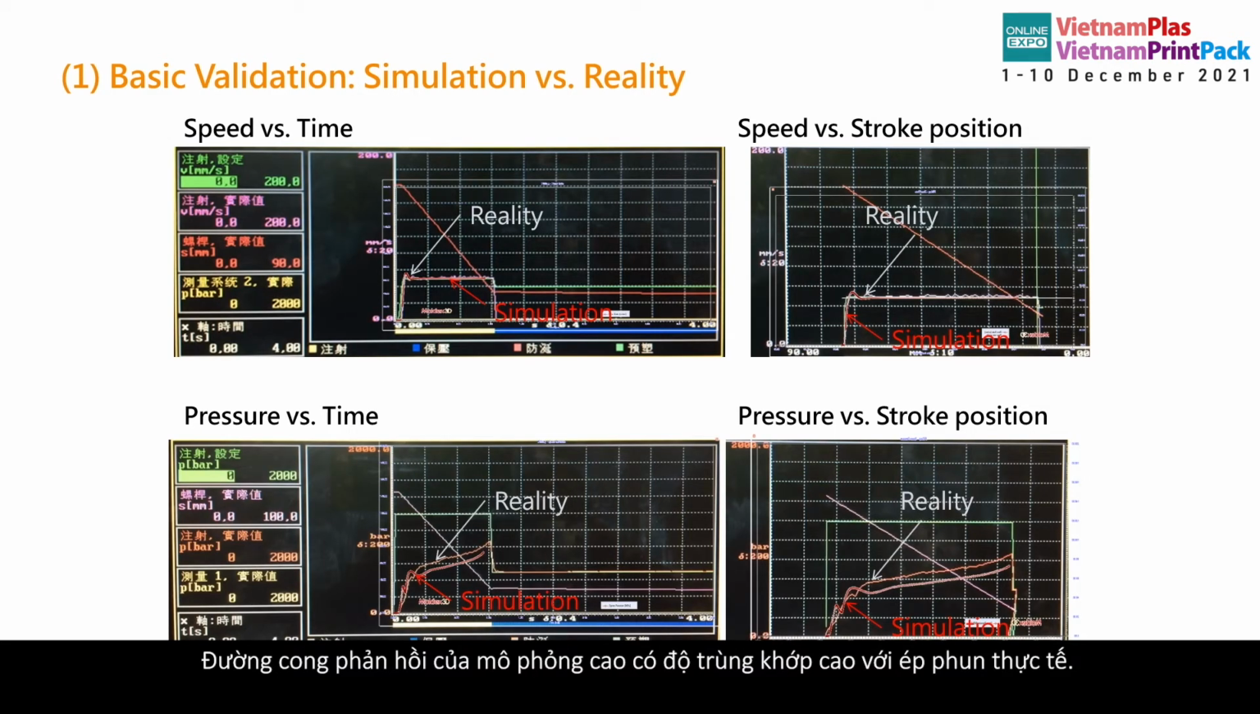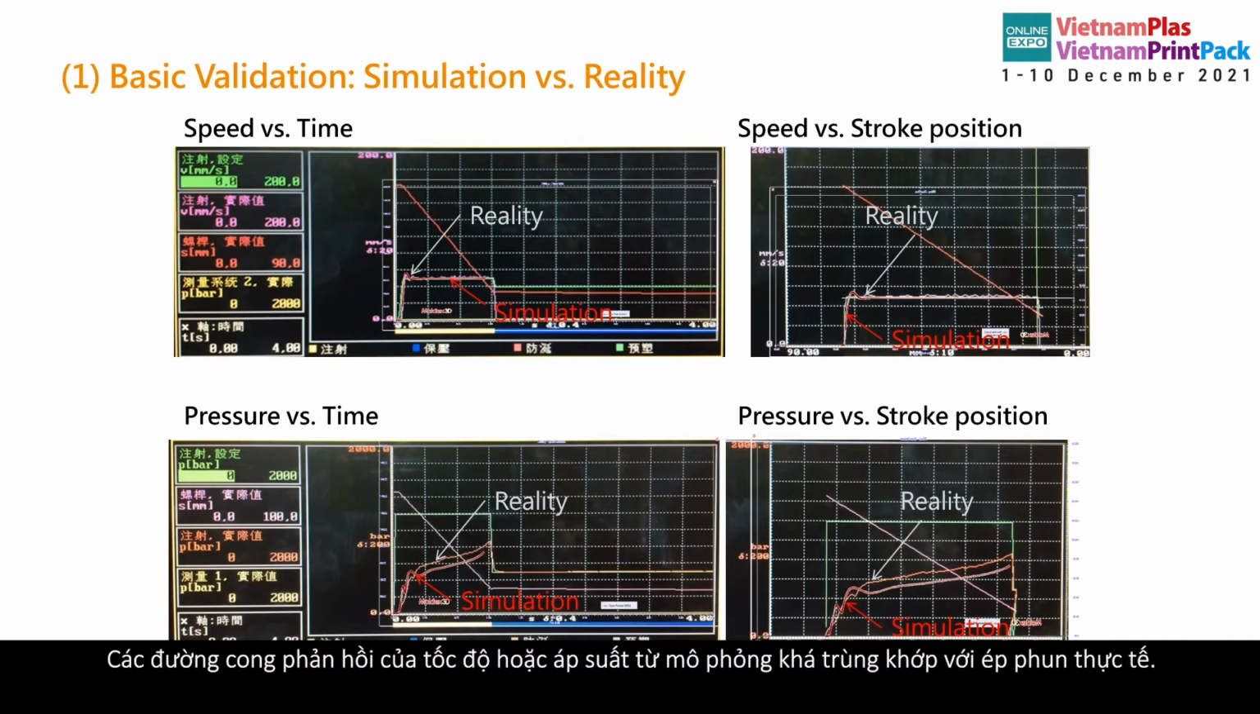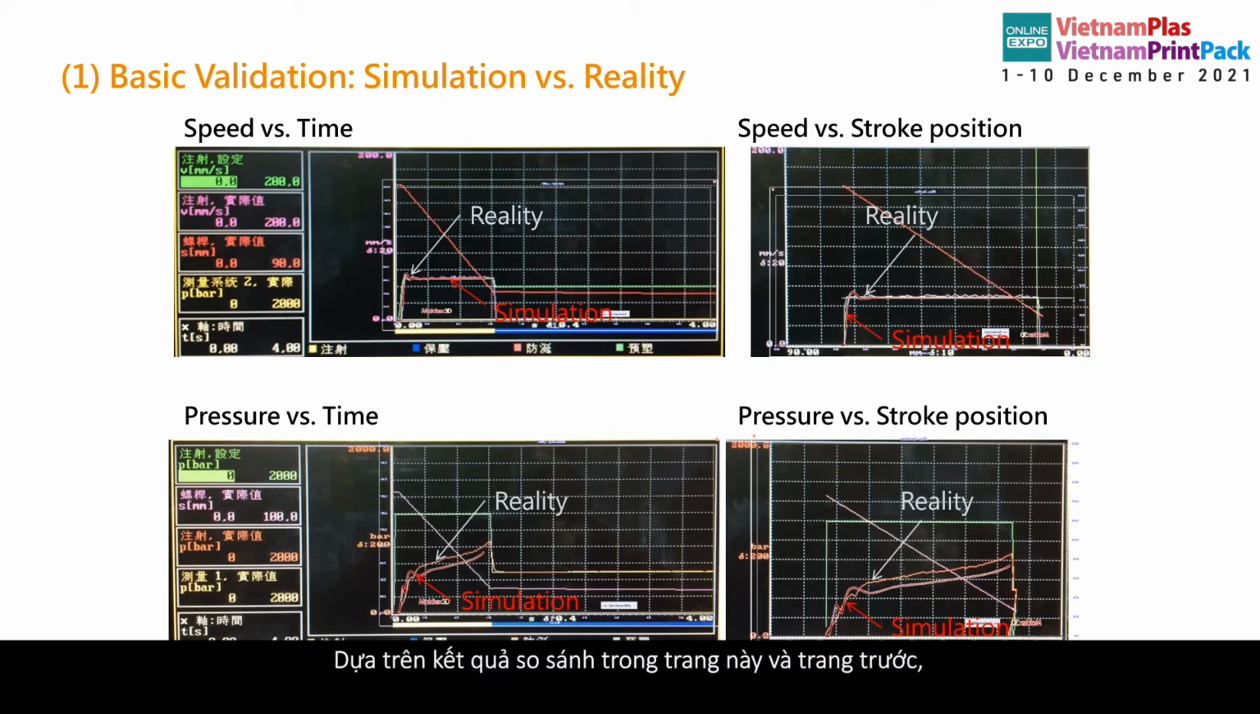This slide shows the comparison for speed and pressure between simulation and real shot. The response curve of either speed or pressure from simulation are quite matchable with real shot. Based on the comparison results in this slide and previous slide, we can say it proves that the digital twin model approach is workable.